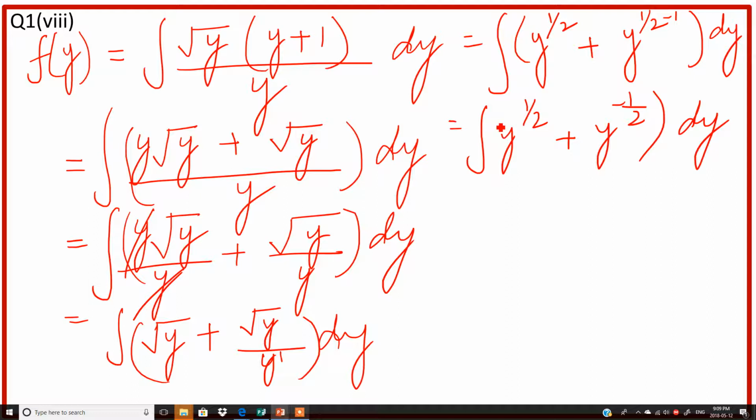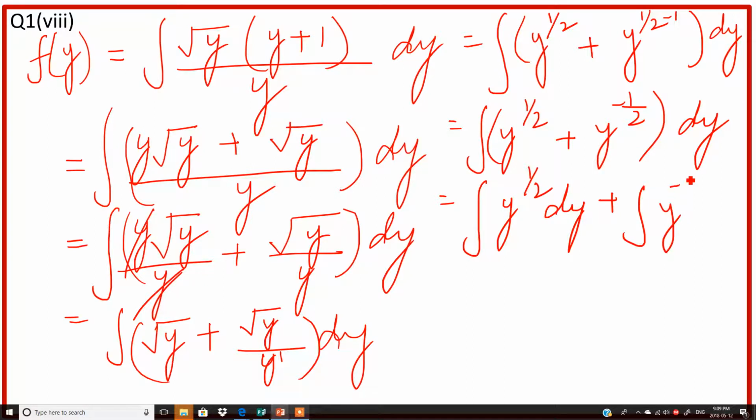Now we have two terms and we will do the integration individually: integral of y^(1/2) dy plus integral of y^(-1/2) dy. See how we will remove this integral sign: by adding 1 to the exponent, 1 over 2 plus 1. Whatever exponent you have, you have to add one more. So 1 over 2 plus 1 is our new power, or new exponent.